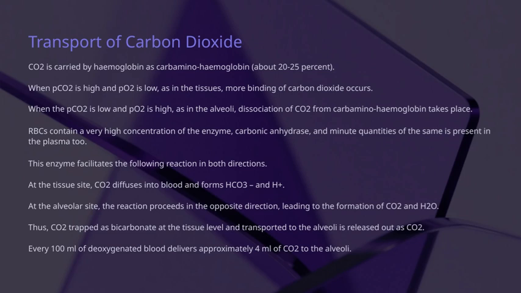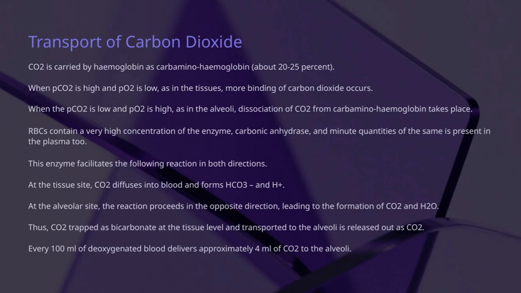Meanwhile, at the tissue level, CO2 diffuses into the blood and reacts to form bicarbonate and hydrogen ions. This reaction is facilitated by an enzyme called carbonic anhydrase, which is found in high concentrations in red blood cells and in smaller amounts in plasma.